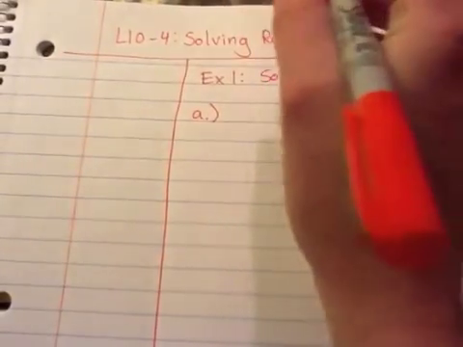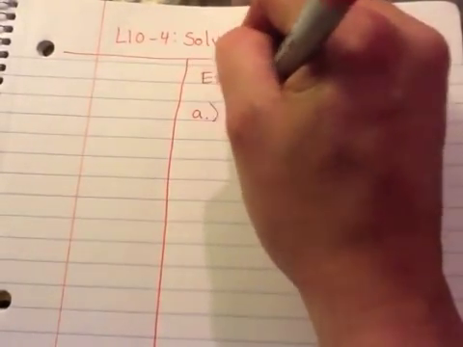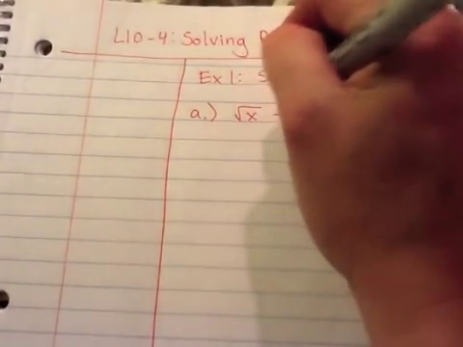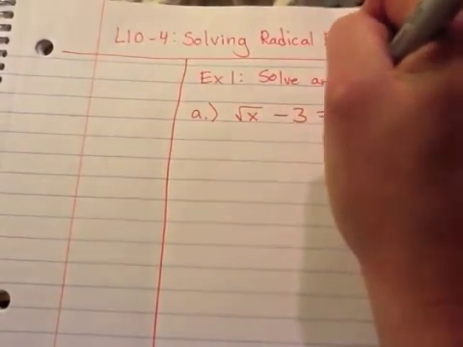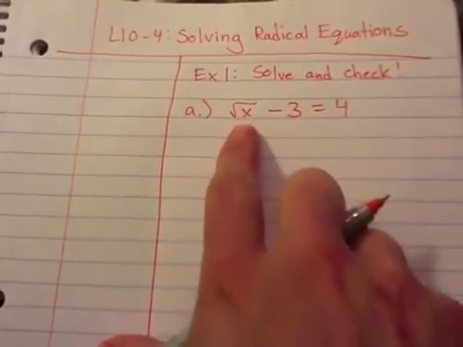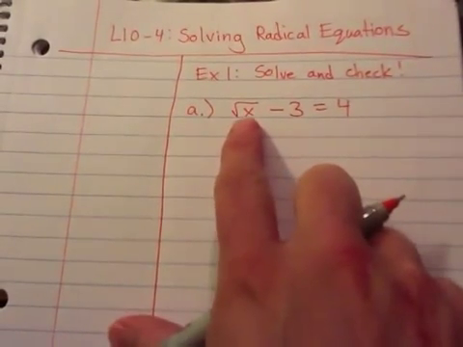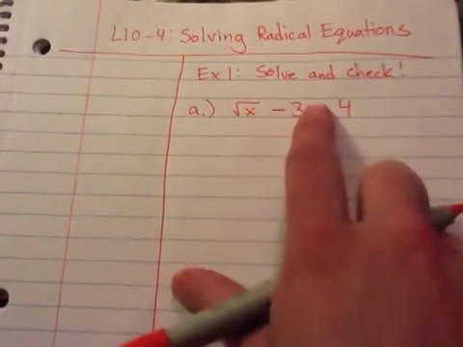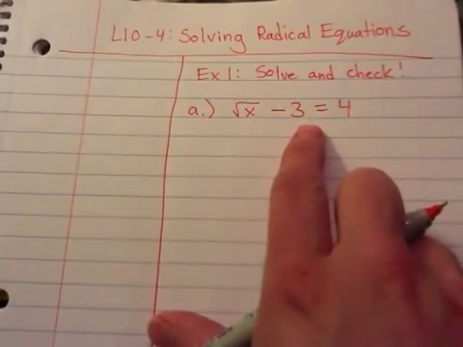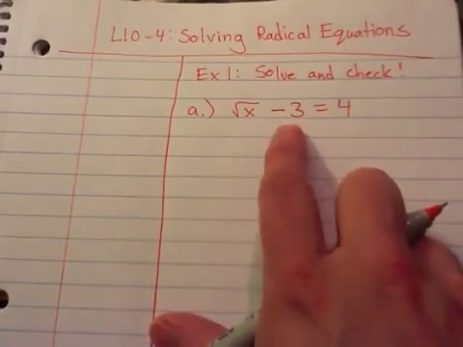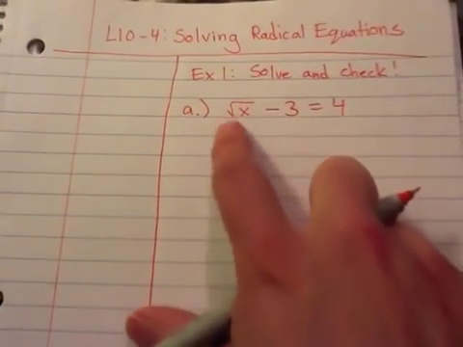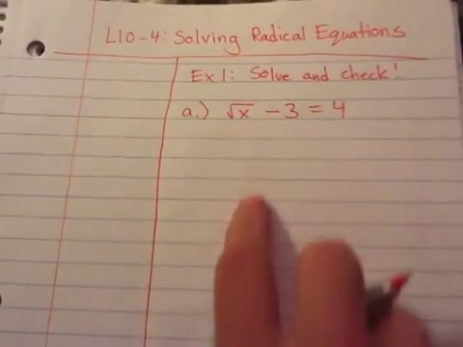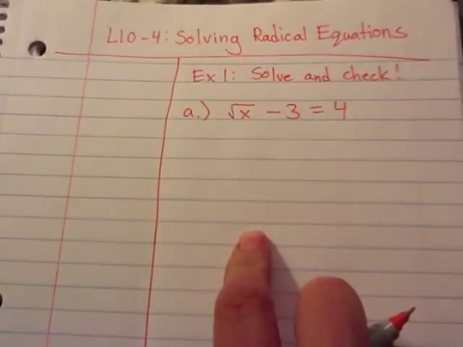So we're going to go through a couple examples. Example 1: square root of x subtracting 3 equals 4. You need to be really careful with these square roots because you need to show where it ends. So if this was the square root of x minus 3 and it was all under the square root, that would be different than what I have here, just the square root of x. So make sure you're really careful with those.